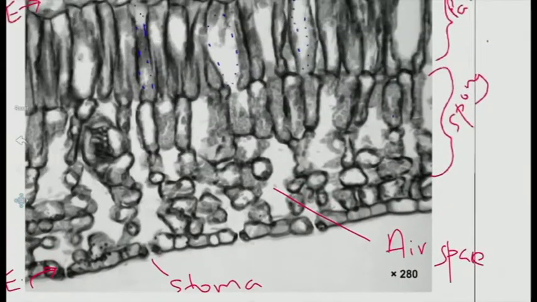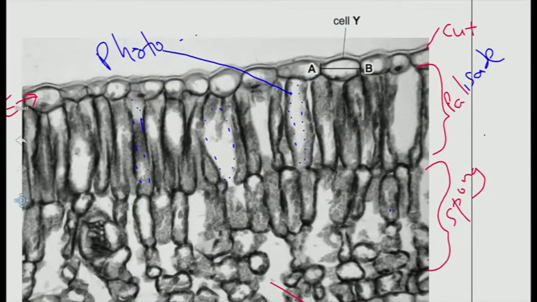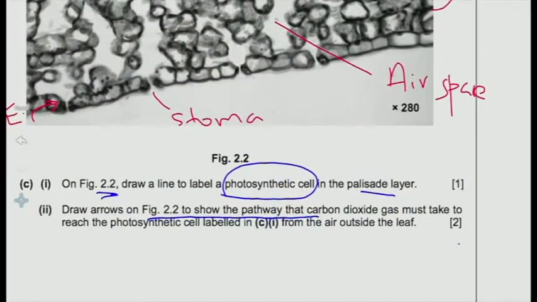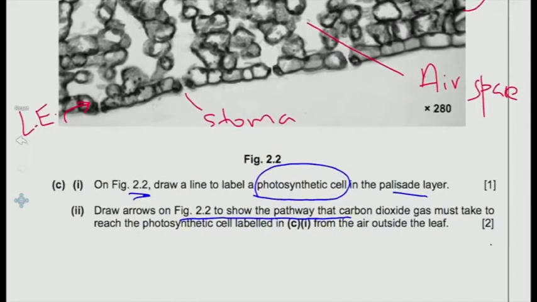We have just done that. That's the photosynthetic cell right here. We've drawn it. The second part of the question reads: draw arrows in figure 2.2 to show the pathway that carbon dioxide gas must take to reach the photosynthetic cell labeled C1 from the outside of the leaf.